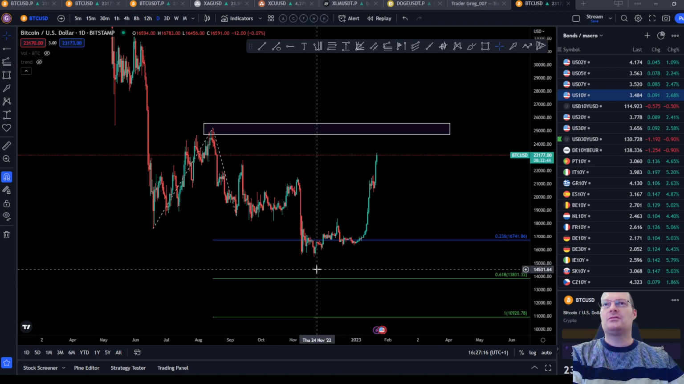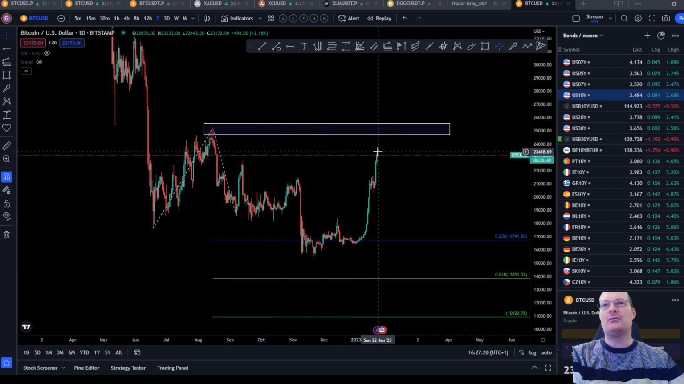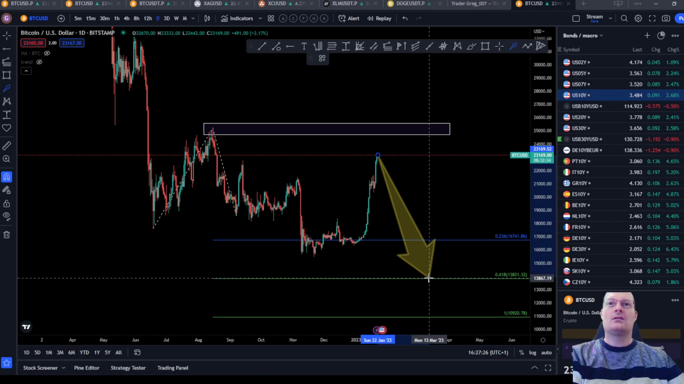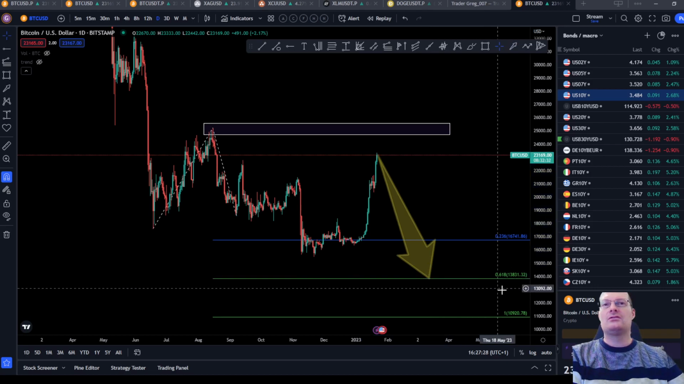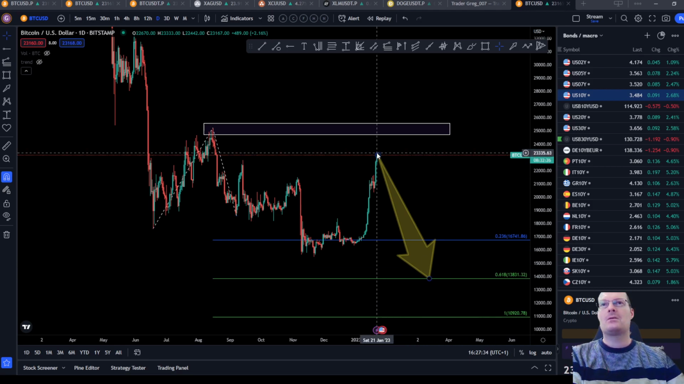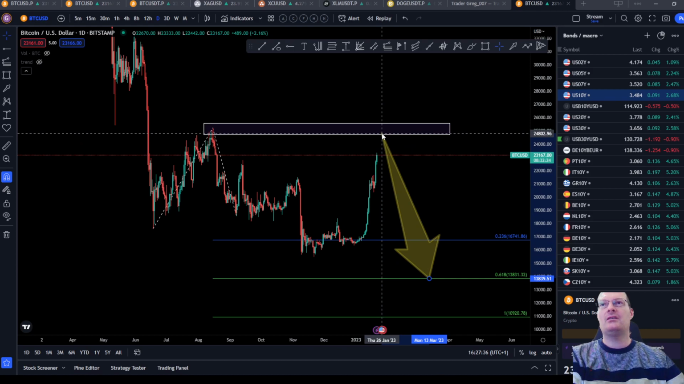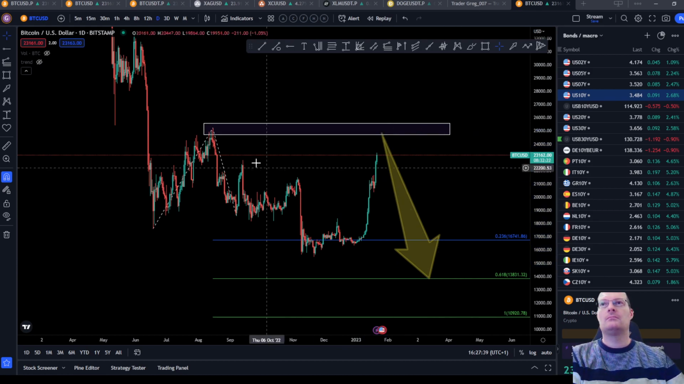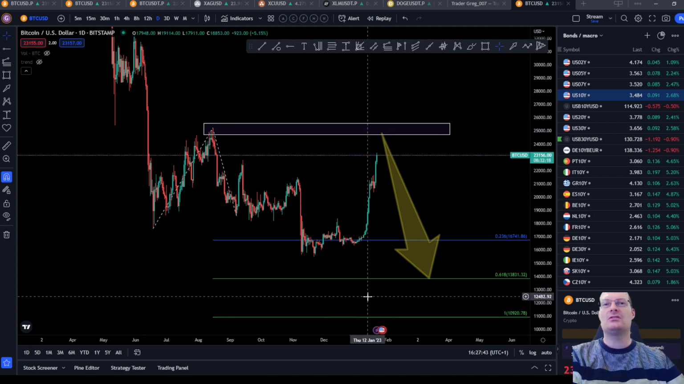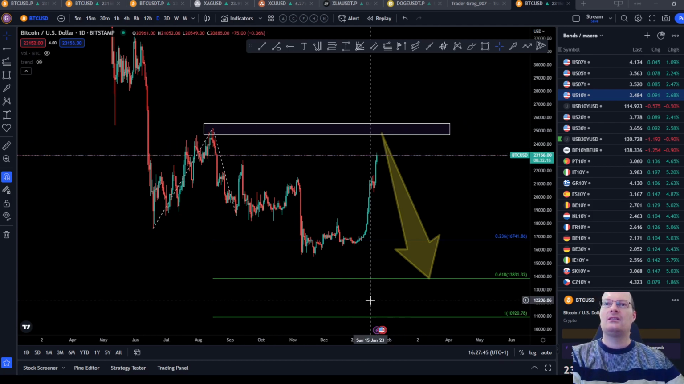But what still can happen is that we turn around from here and then we go, let's draw it, we can go like this for the 0.618 target, or it can even be from a bit higher. But as soon as this high is taken out, then this structure is invalidated.